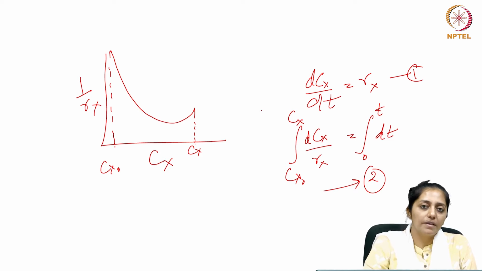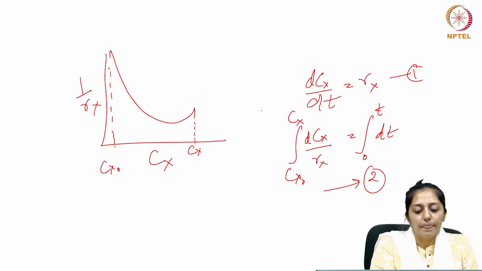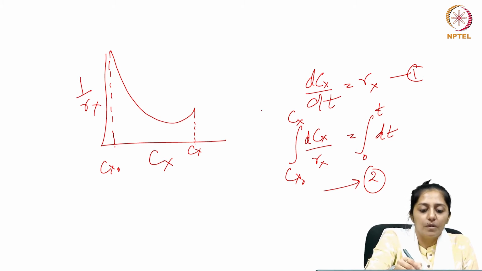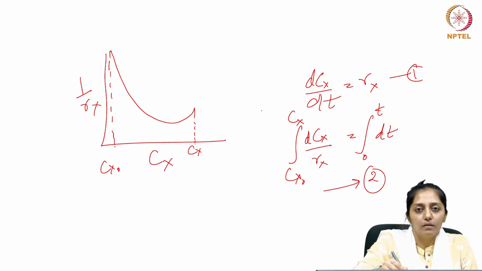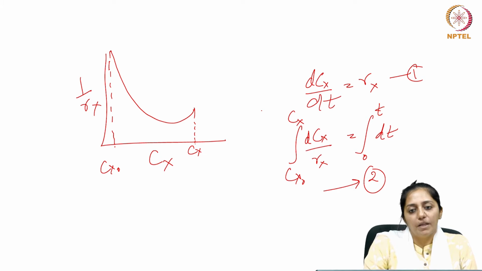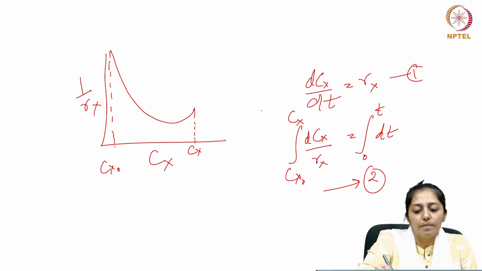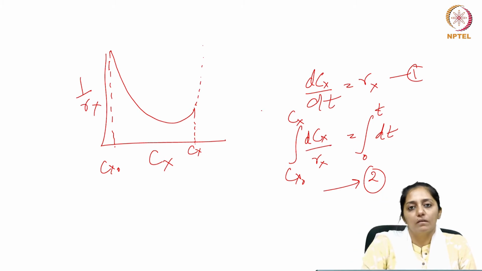Now, in order to understand why it is taking a U-shaped curve, let's see. If Cx is very small, then the growth rate is less initially. As the biomass is getting produced, the growth rate is improving. So your 1 by Rx during the log phase comes down while the culture is growing, and then suddenly after depletion of the nutrients, the 1 by Rx will go towards 0.